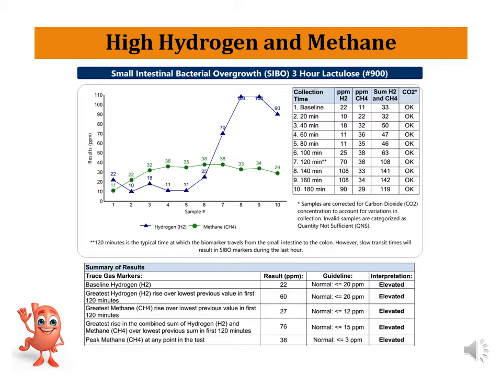Testing is essential. So there are what are called lactulose and or glucose SIBO tests. These are solutions that are taken that then get fermented by bacteria in the small intestine, and then we can measure hydrogen and or methane on a test to see if they're elevated.